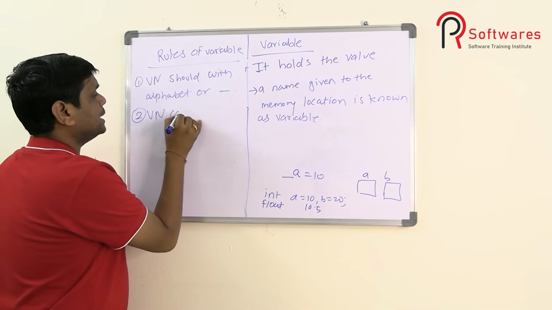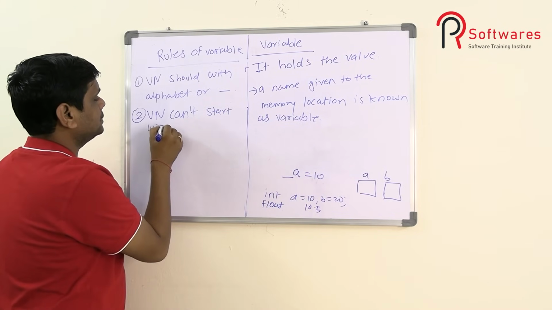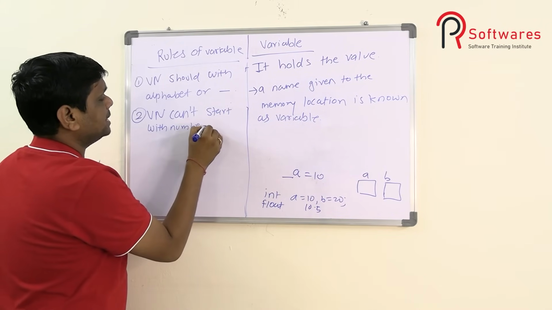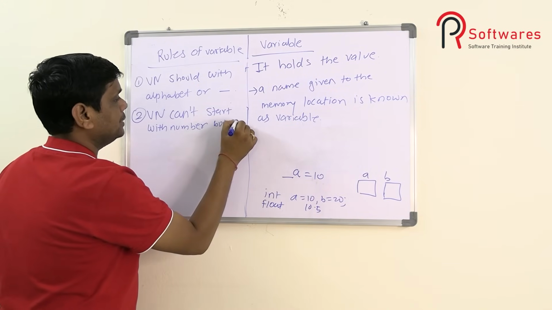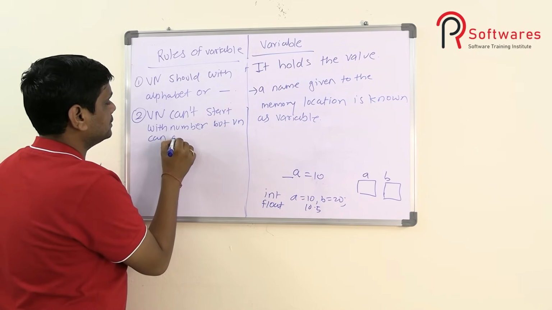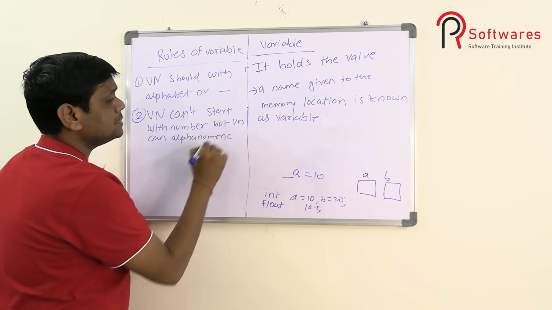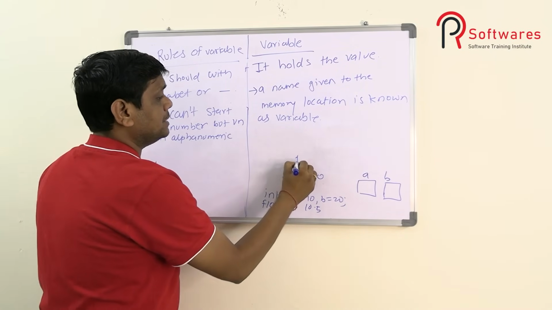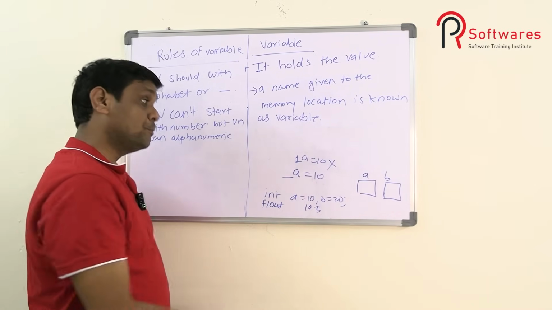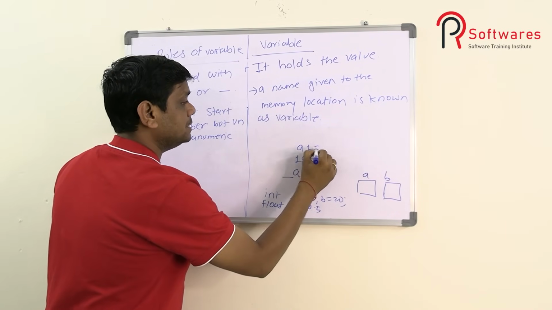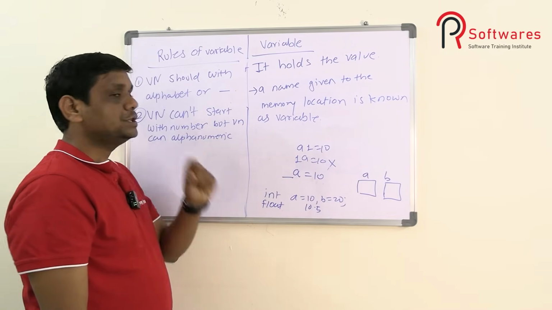Rule number two: a variable name cannot start with a number, but a variable name can be alphanumeric. Suppose I write here 1A is equal to 10, it is invalid, but I can write A1 is equal to 10. This is invalid, but this is valid. That is the only point rule number two says.